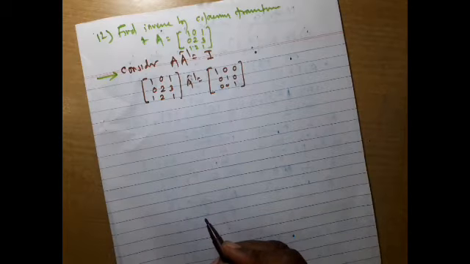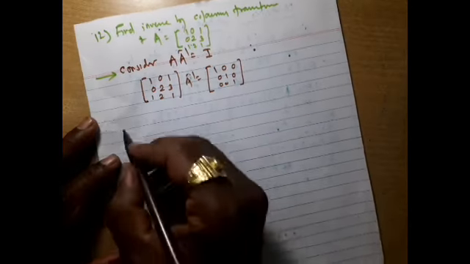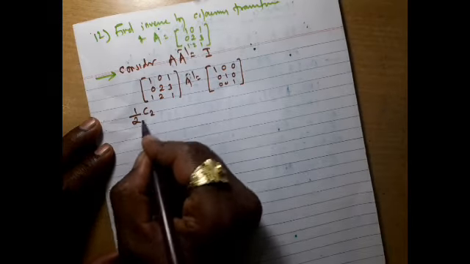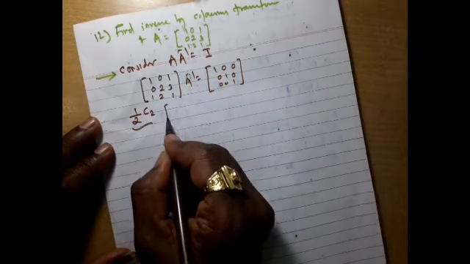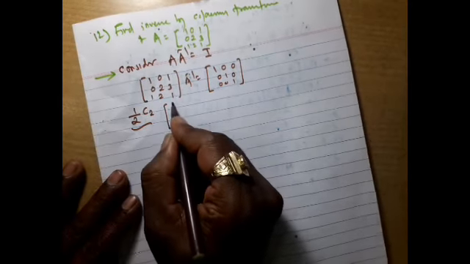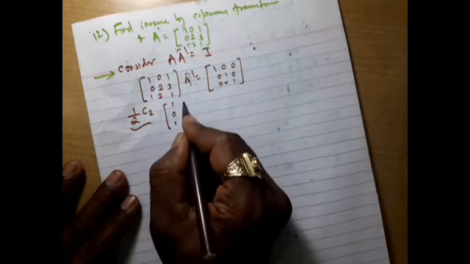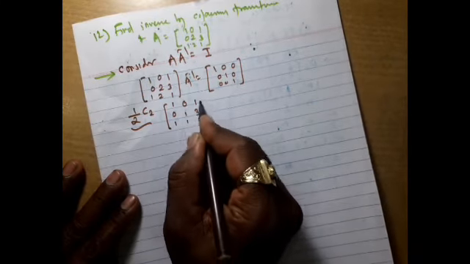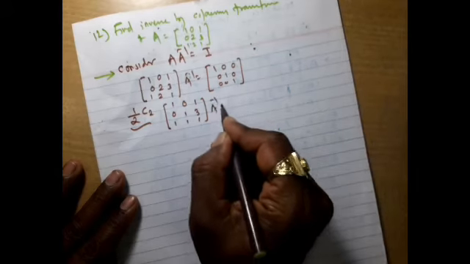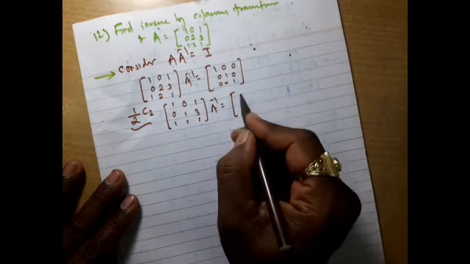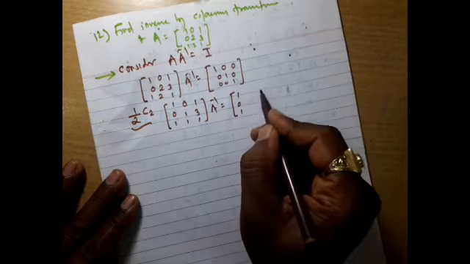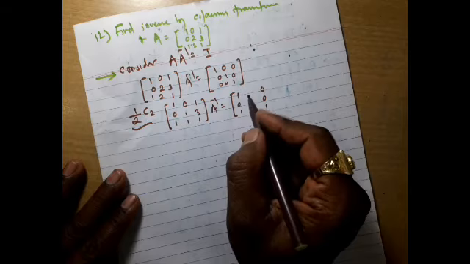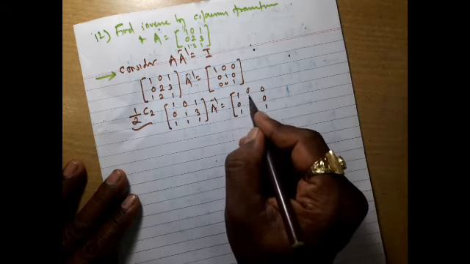Now we are going to use column transformation. So it depends on you. So first I am going to perform 1 upon 2 C2. That is 1, 0, 1, 0, 1, 1, 1, 3, 1. See, remember you are going to perform column transformation. So there will be no change in column number 1 and 3. Only column number 2 will be changed by dividing by 2.